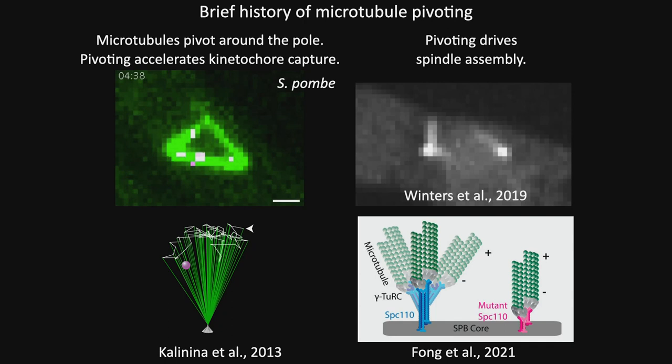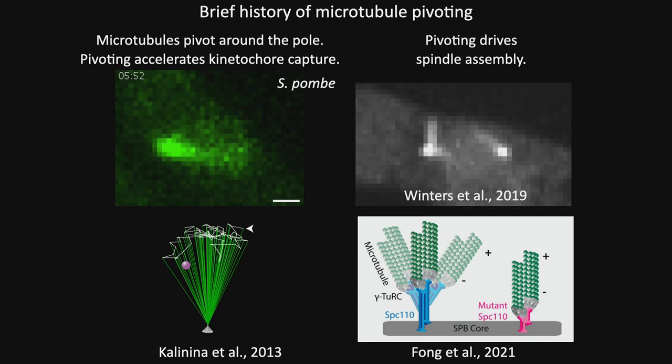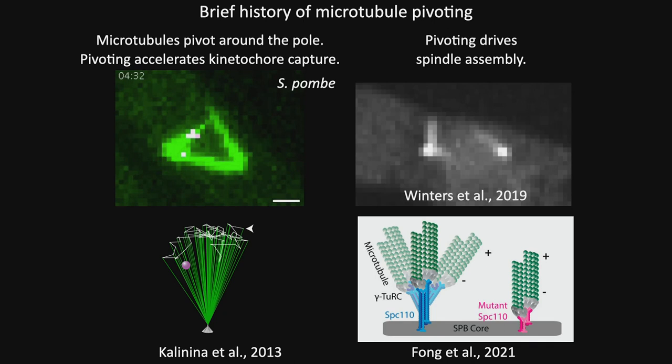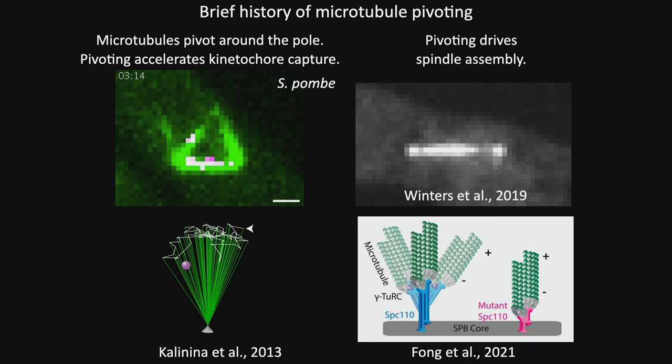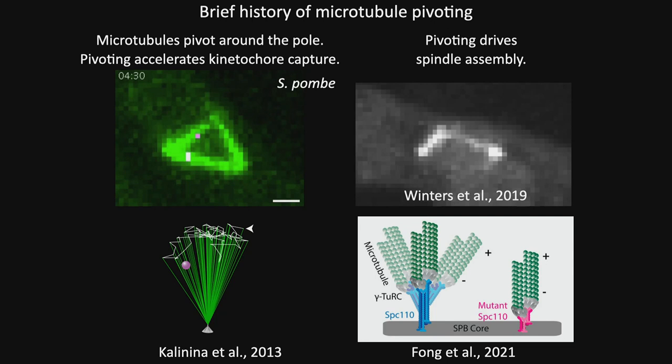And our idea was that this pivoting motion helps the microtubules to search and grab the kinetochore. Something like this. They are doing the pivoting, and then eventually they grab the kinetochore. We also later showed that this pivoting is important to assemble the spindle in yeast. So this is one spindle pole. This is the other spindle pole. And the movie is looping. And you see how, by this kind of motion, the spindle is being formed.